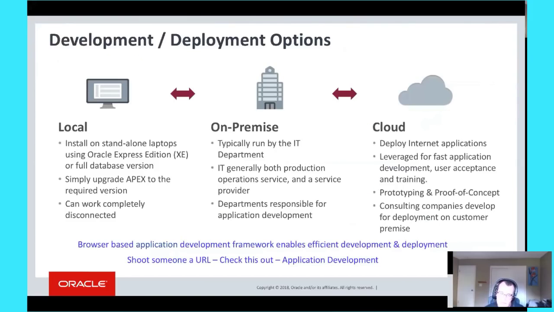One of the key benefits of using Apex in our architecture is that it provides you with a lot of flexibility on where you do your development and where you do your deployment. So I can start by building an application locally on my desktop, and then when I'm finished, I can simply export that application and install it into any other Oracle database, whether it be on-premise or a cloud.